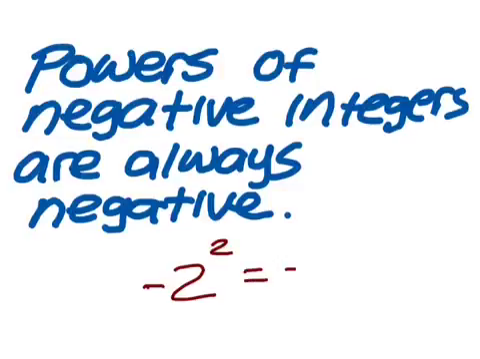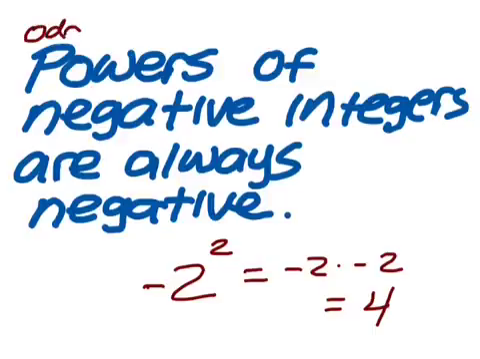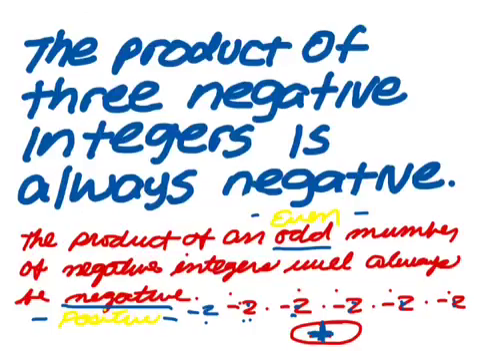So let's see here. We've got negative 2 times negative 2, and that equals a positive 4. So no. What would make this statement true would be to say that odd powers of negative numbers are always negative. And that kind of goes back to our previous statement, this rule.